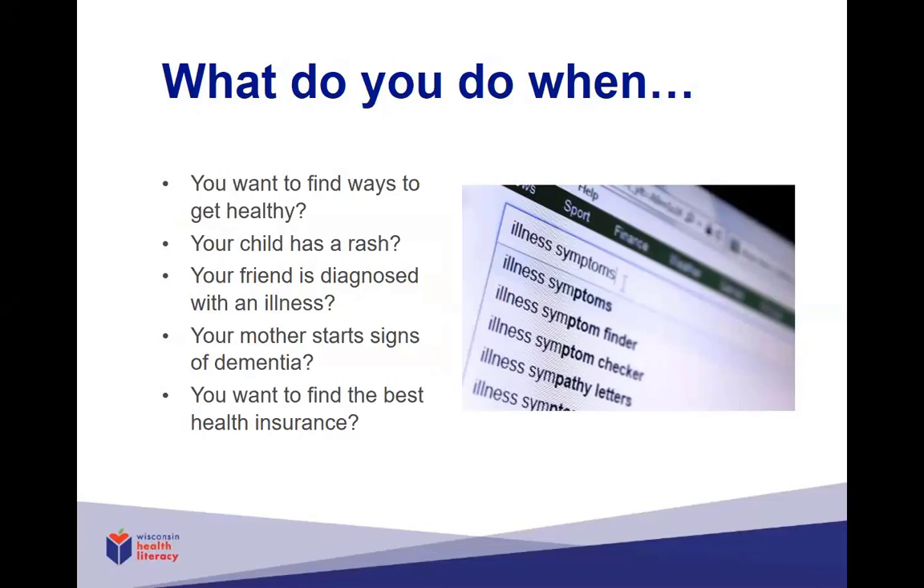So I'd just like you to think about these things. What do you do when you want to find ways to get healthy, or your child has a rash or has come down with a sudden illness, or maybe your friend is diagnosed with a rare disease or illness you want to do more research on? Maybe your mother shows signs of dementia and you need to find a caregiver, or you need to find the best health insurance out there. What are some of the things that you do to navigate this information and to find it?